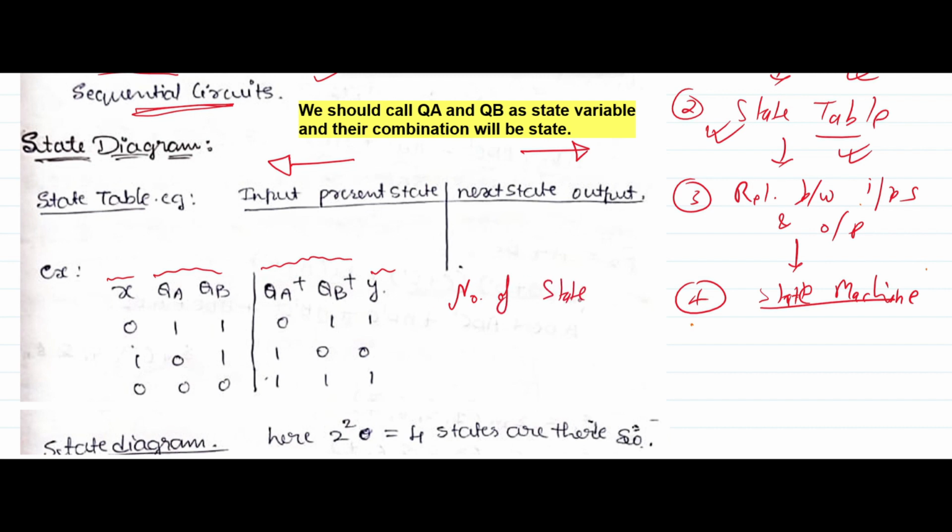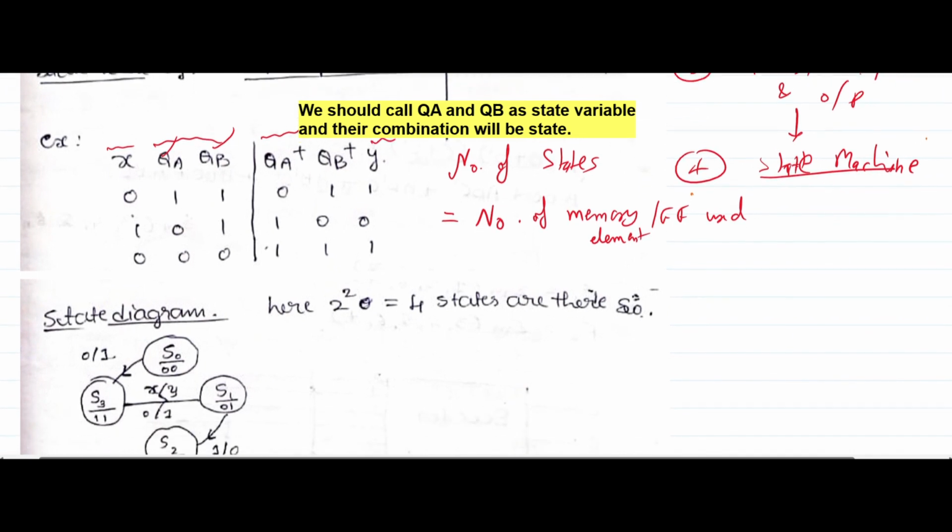That means the number of state variables will decide the number of memory elements or flip flops used. So here how many state variables are there? qa and qb, two are there, so we need two memory elements to design this. Fine. So this is a state table, and a state table is nothing but a table that represents input, present state, next state and output.